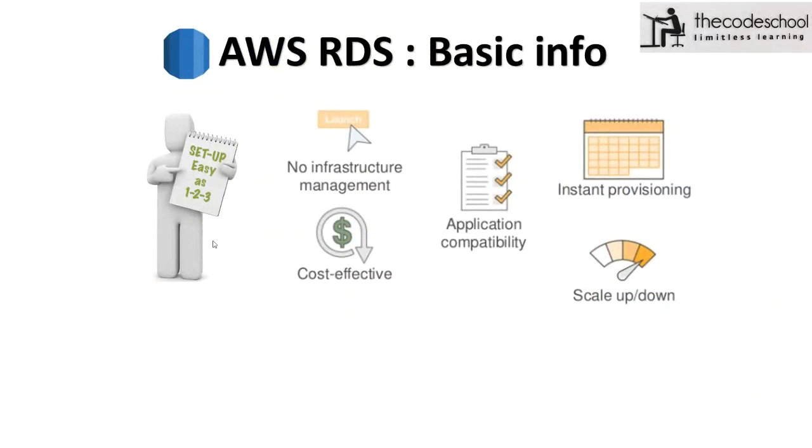AWS RDS uses a virtual machine to launch the database. The underlying infrastructure is the responsibility of AWS RDS itself. It manages all the patches and updates on the database by itself. Most of the time, the user does not require any kind of administrative skill at a very expert level.